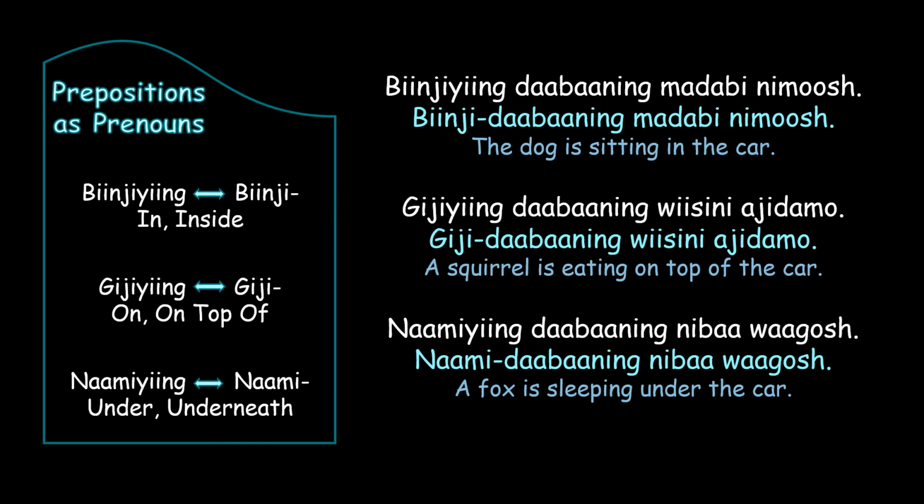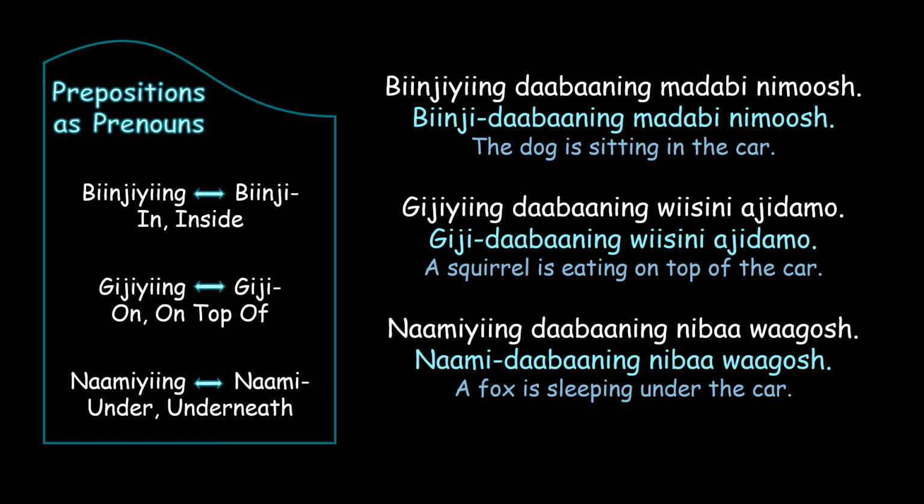And lastly, we look at the prepositions as pronouns. These are prefixes that we can add to the front of the locative noun. 2 of the 5 specific preposition words we just learned don't work well for using them as prefixes, but these 3 do. Binjaying can be used as binja on the front of the noun to mean in or inside. Gijaying can become the prefix gija, on or on top of. Namaying can become the prefix name, under or underneath. Examples of using them as pronouns are shown here.